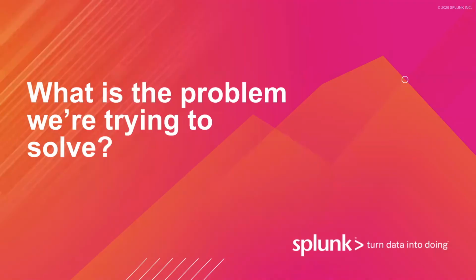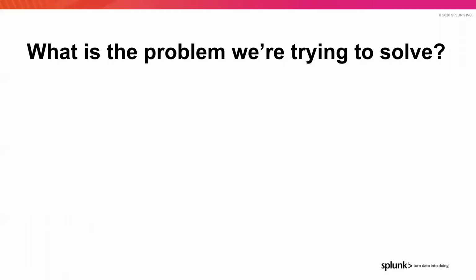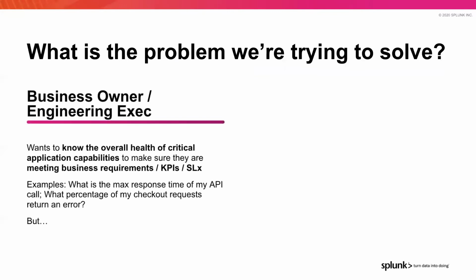First, we're going to try to understand what problems we are trying to solve with business workflows. Business workflows is a solution for two similar problems faced by different people in the organization with different roles. The first set of people are the executive owners, the business owner or the engineering executives. They want to know the overall health of critical application capabilities to make sure that they're meeting their business requirements, important KPIs, or their SLAs.